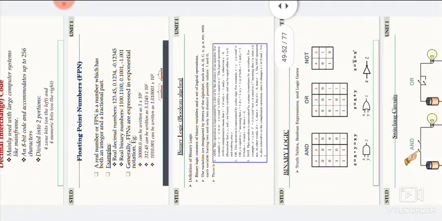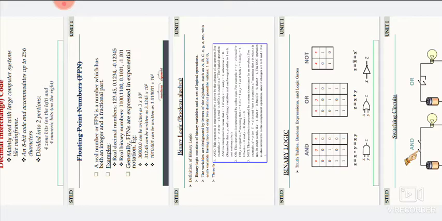The next one is Boolean logic. The definition of Boolean logic: it consists of binary variables and a set of logical operations. The variables are designated by letters of the alphabet such as A, B, C, D, E, X, Y, Z, etc. Each variable has two possible values, that is 1 and 0. Those are very important in Boolean algebra.